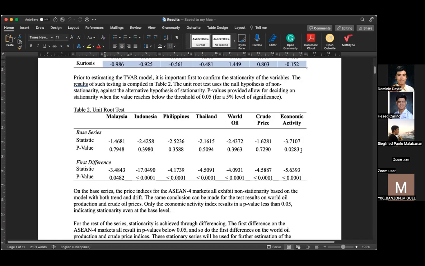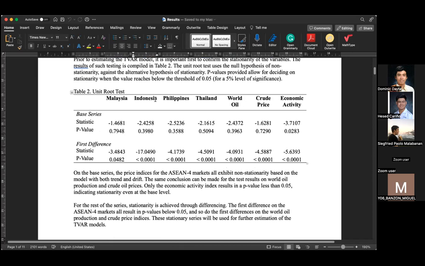Yung next dito sa stages natin sa analysis is to perform a unit root test. And the unit root test is just to check for stationarity in the time series. Kailangan stationary yung time series natin para magamit natin siya sa TVAR model. Kasi if they're not stationary, then posible tayo makakuha ng tinatawag na spurious correlations, meaning it will look like may correlation yung variables, it will look like may impact, for example, si world oil kay Philippine index, pero wala talaga. It just so happens na pareho kasi silang may trend. So pagdating sa testing for stationarity, kailangan mai-confirm muna natin na stationary sila before we can proceed with the analysis.